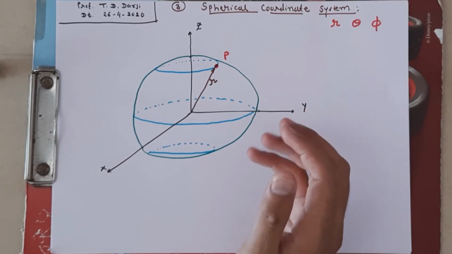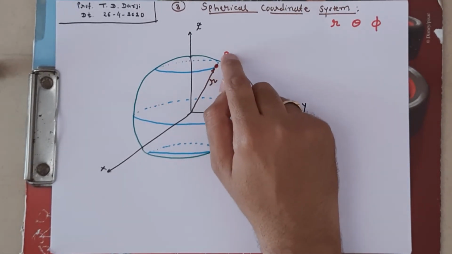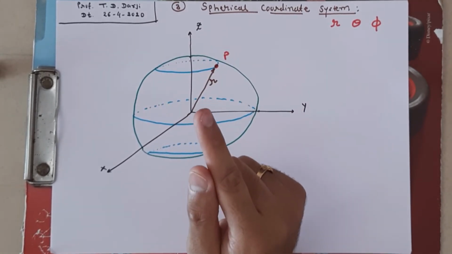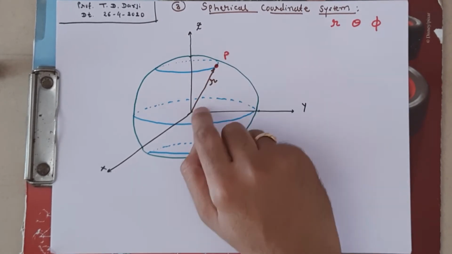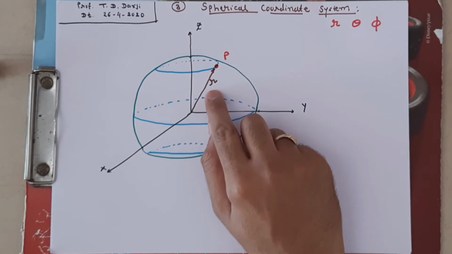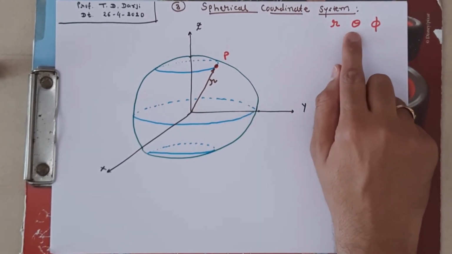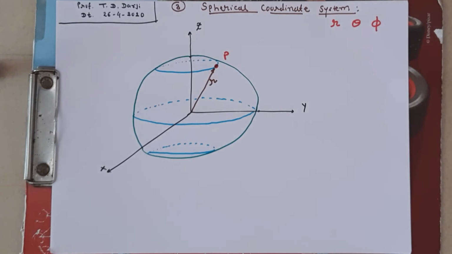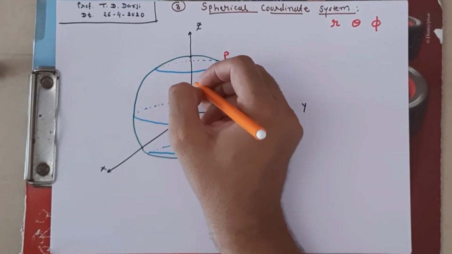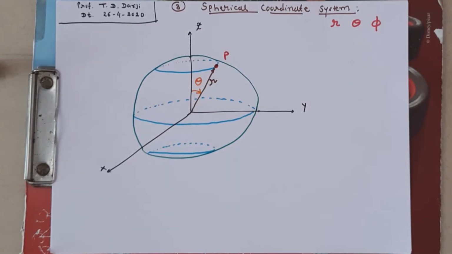It never changes. So suppose this point is located anywhere on the surface of the sphere. I repeat, on the surface of the sphere, the distance of this point with respect to the origin remains the same. It is r. It is known as the radius r. Okay, next, what is theta? Here theta is the angle that we have measured with respect to the z-axis. It is known as theta. So this angle is the theta angle.